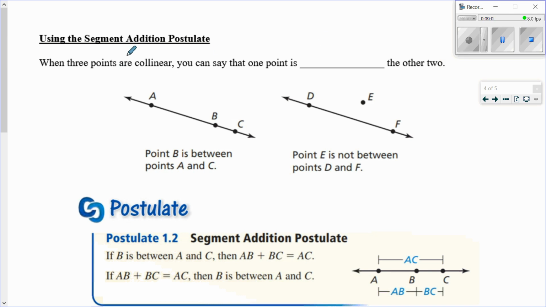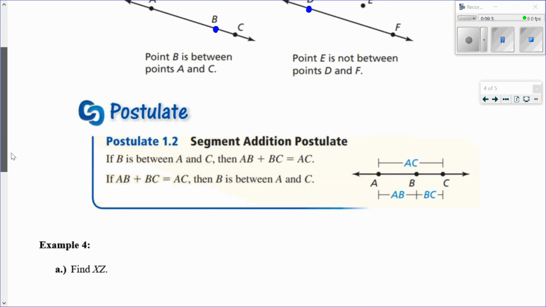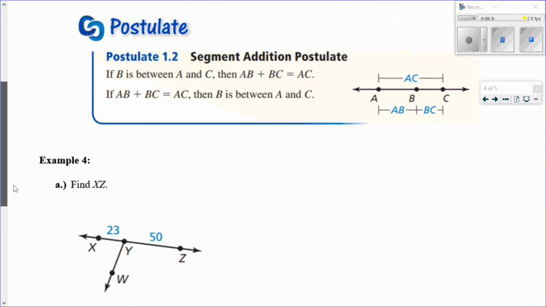All right, guys. So now we're going to be using the segment addition postulate, which means when 3 points are collinear, you can say that 1 point is in between 2 other points. Okay, so if you look over here, B is in between A and C. D and F, E is not in between them because it's not in the same line. They're not collinear. Okay, so this is the other postulate that we have, which is the segment addition postulate.